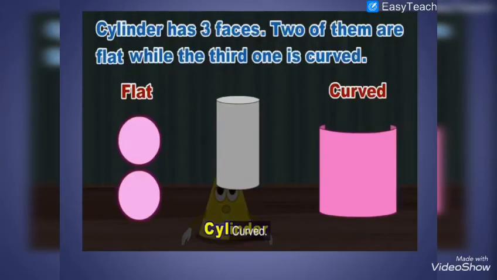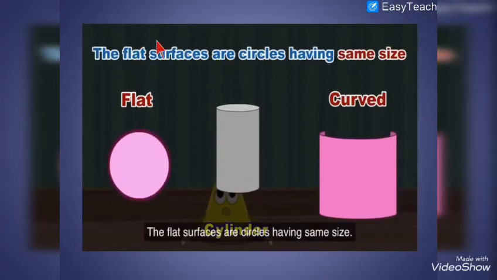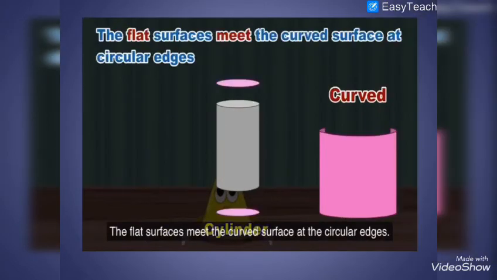Now see here, a cylinder has 3 faces. 1, 2, 3 faces. 2 of them are flat, while the third one is curved. The flat surfaces are circles having the same size, and the other one is a curved surface. The flat surface meets the curved surface at the circular edge. See here, students, at the circular edge.